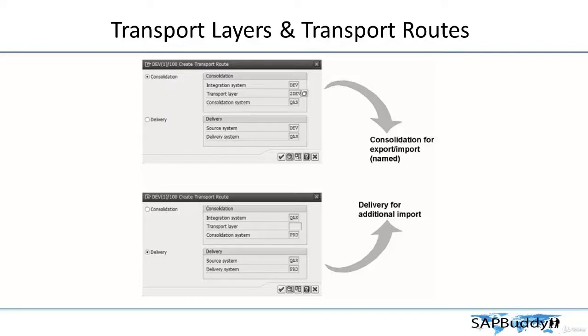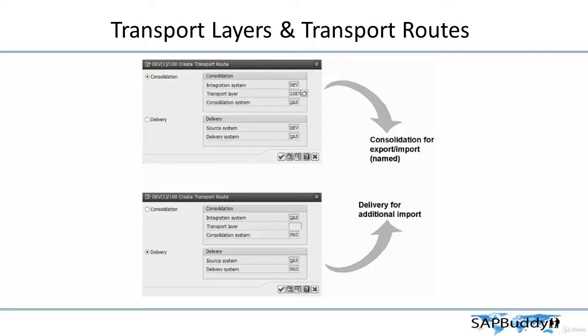Consolidation route means the route where the development system creates the export file and where the QA system does the import of the particular change of the particular TR. That is the consolidation route. We can see it here in the picture. You can see consolidation route, it says DEV and QAS. The typical example we are discussing is the same as what we saw before: DEV as a development system, QAS as a quality system, and PRD as a production system.